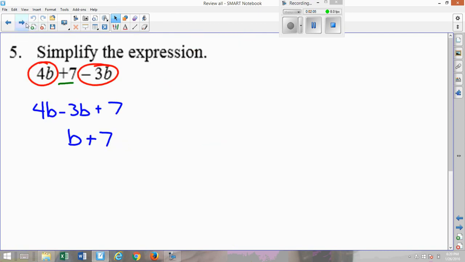It says simplify the expression 4b plus 7 minus 3b. So I circled my variables with the b in it. So 4b minus 3b is just going to be 1b, and then 7's all by itself.